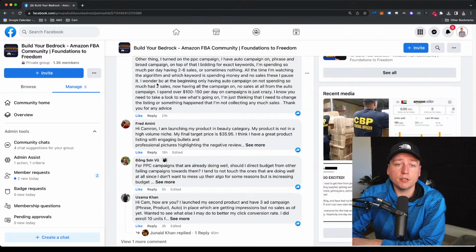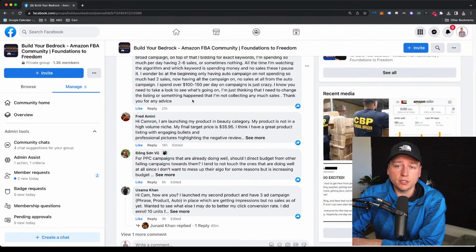All the time I'm watching the algorithm, which keywords are spending money and have no sales, then I pause them. I wonder, because at the beginning I only had the auto campaign. I wasn't spending so much and had 2 sales. Now with all the campaigns on, no sales at all from the auto campaign. I spend over 100 to 150 per day on campaigns. Just crazy. Yeah, it's probably too much.